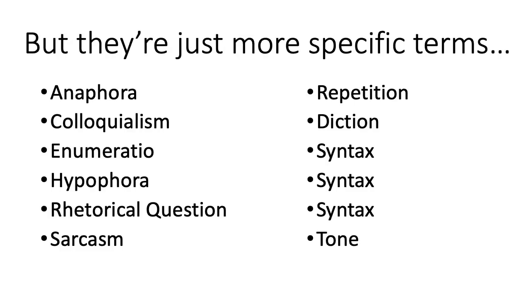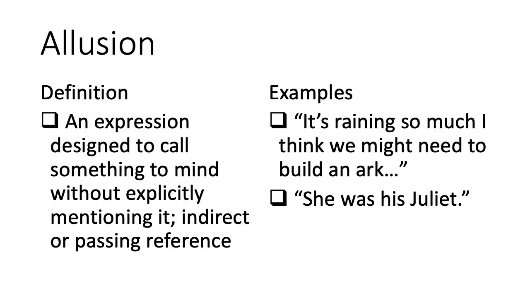However, most of these are actually just more specific terms for some of the broader things that we are covering today. Anaphora, for example, is a type of repetition. Colloquialism is a type of diction. Enumeratio, the listing of details, is really a syntax choice that makes you feel overwhelmed. Similarly, hyperphora and rhetorical question are syntax choices, and sarcasm is, of course, a form of tone. So with that, let's get started.